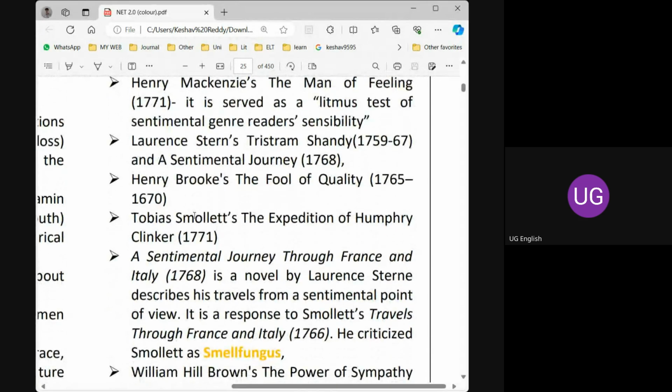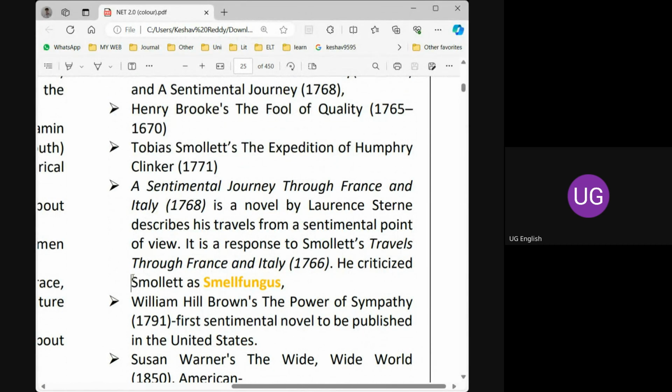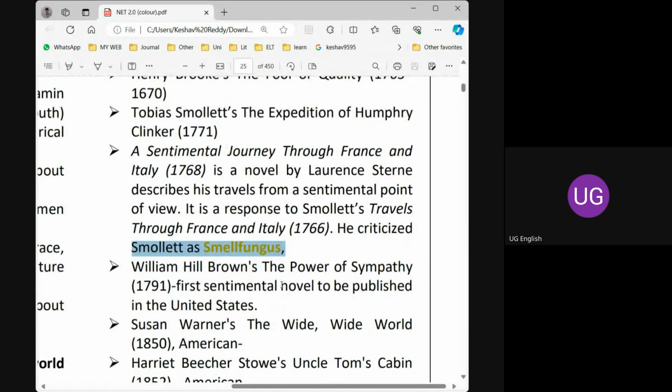And we also discussed Smollett. Smollett is known as Smelfungus. This was a NET question. So Smollett is criticized as Smelfungus by Sterne. So just please remember, Smollett, smell, some type of funny connection. Smollett is compared to smell. Smollett, Smelfungus. This is criticized by Laurence Sterne. Don't forget this connection. If you forget this connection, you may get confused in the examination. So this is very important.